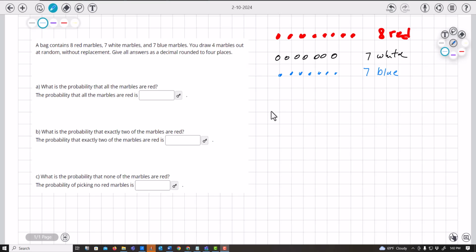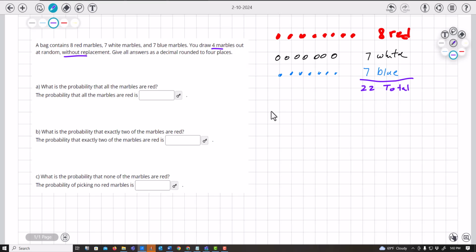All right, so looking at this probability problem, we have 8 red marbles, 7 white, and 7 blue. So I think if I add those up, that would be 22 total. It first asks, and I'm drawing 4 at a time without replacement. That's important. It says, what's the probability that all marbles are red?